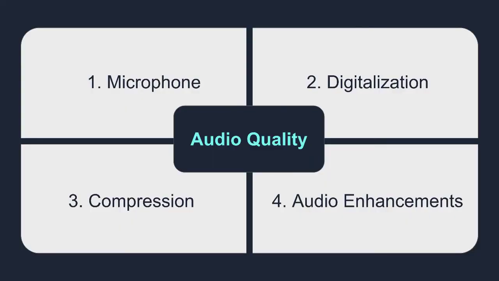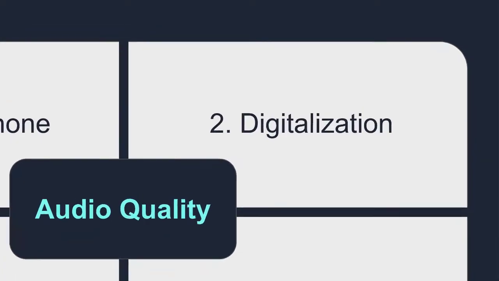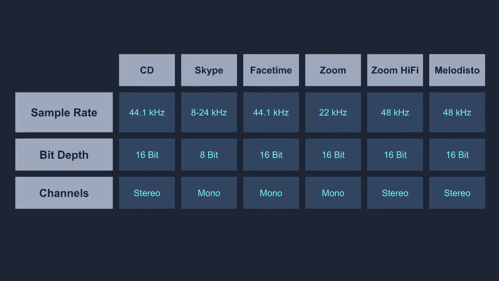Number 2 is digitalization quality. All video conferencing systems need to convert sound waves into digital data. The main factors here are sample rate and bit depth. From that perspective, Melodisto offers specs that exceed CD quality. It has the same specs as Zoom's new Fidelity audio option. In a bit, we're going to talk more about how Melodisto compares to Zoom.